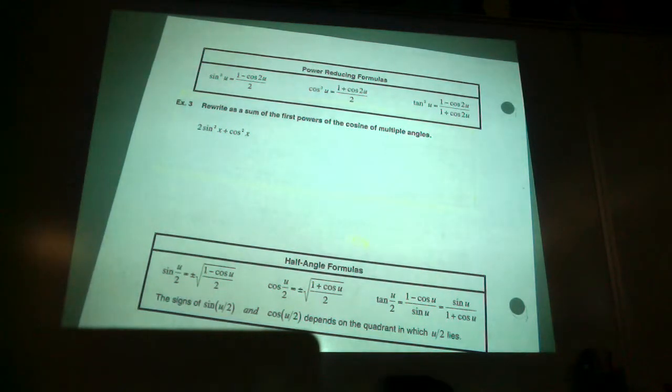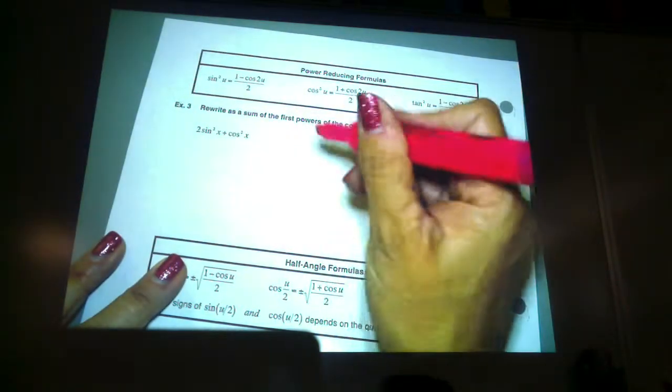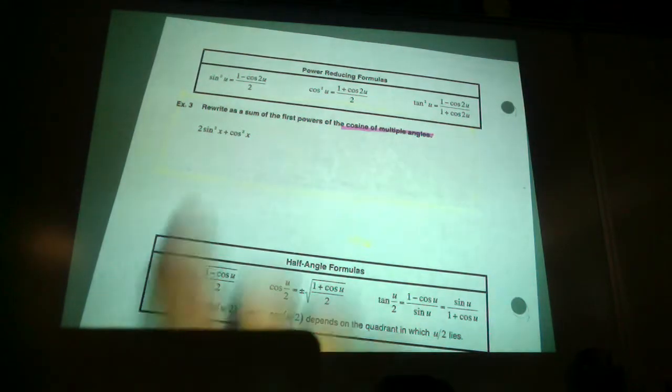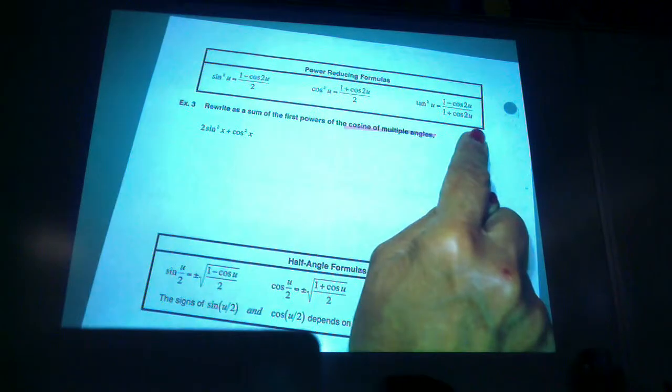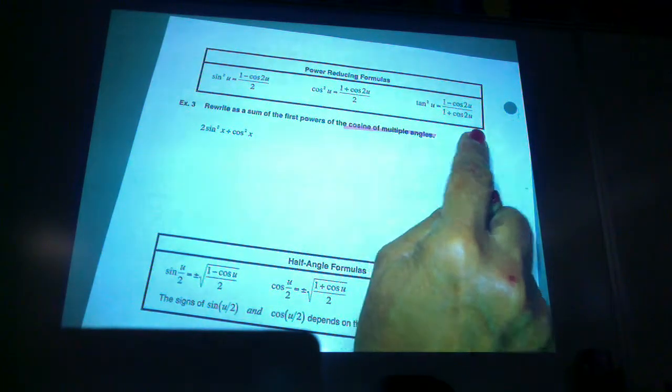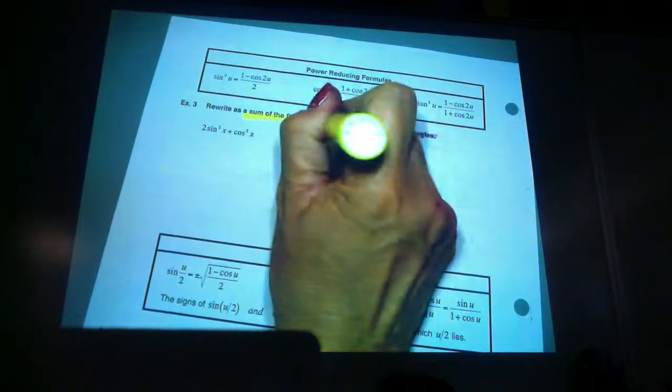So let's look at example 3. Rewrite as a sum of the first powers of the cosine. And notice, here's the key here, cosine of multiple angles. Because the question is, how do I know when I should replace with my Pythagorean identities or when I should replace with a power reducing formula? Look at what the directions say for you to do. All of these are in terms of cosine only, correct? Right? And we want to write it as a sum of the first powers. We don't want any squared in there.